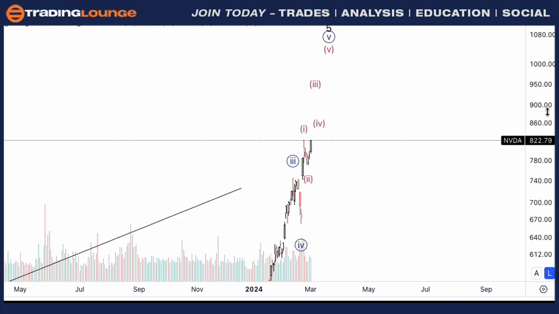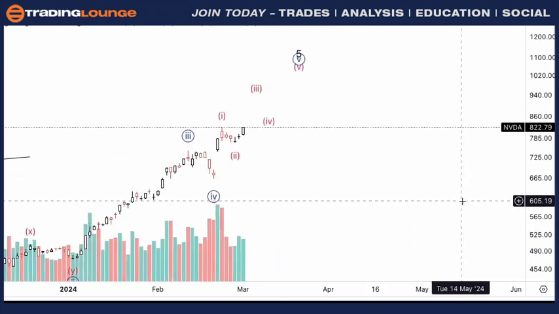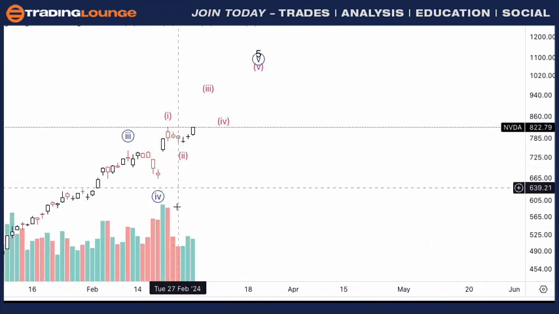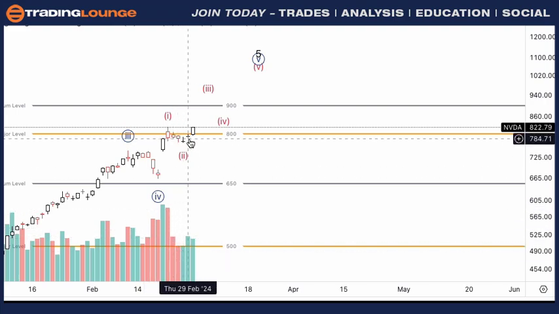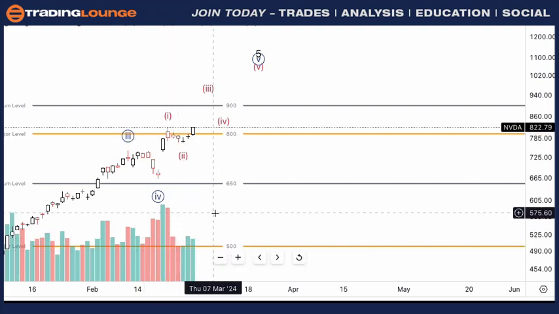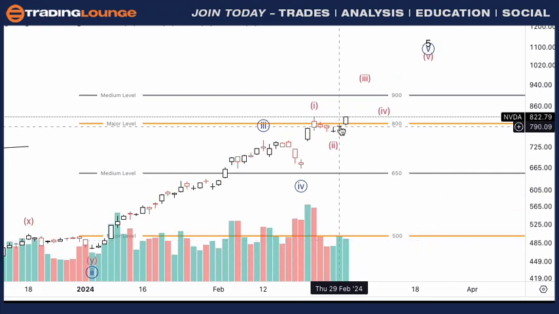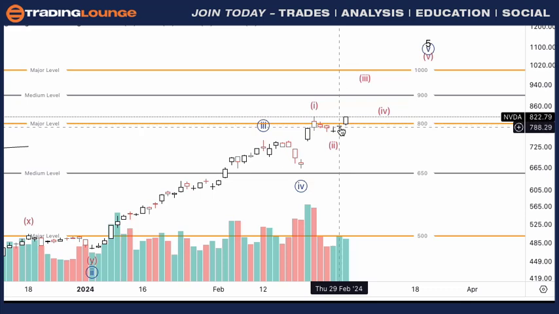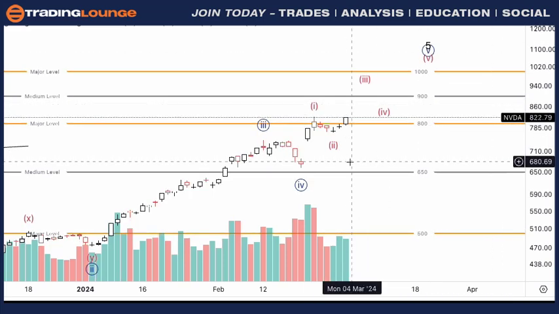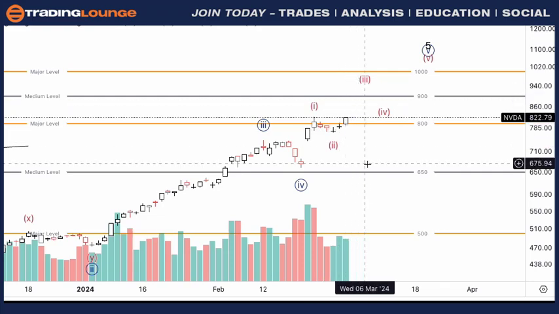If we take a look at volume, then yes, we pull back with lower volume, and now we're starting to move back higher with higher volume. So that's bullish. It's basically telling us that this move is supported by volume, which is what we want to see when we resume to the upside in this specific example.